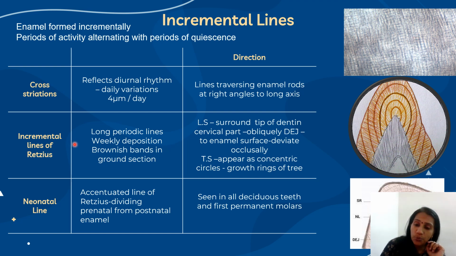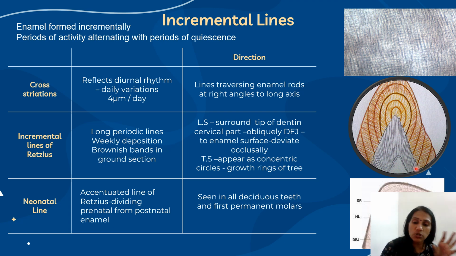Striae of Retzius is a weekly resting line. That is a long periodic line: following a week, the ameloblast will take a long break. That is considered as incremental lines of Retzius or striae of Retzius. These striae will appear as brown color bands in a ground section. This is how it appears. These brown color lines are your incremental lines of Retzius. So remember, it is a weekly resting period of the ameloblast, of longer duration. It will take rest for a longer period. That is why it is called a long periodic line.